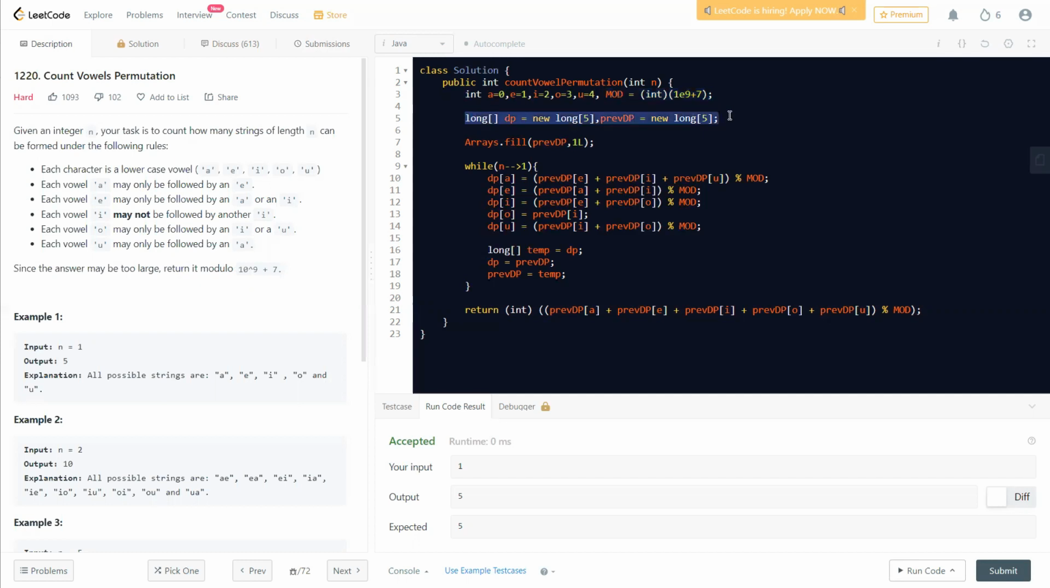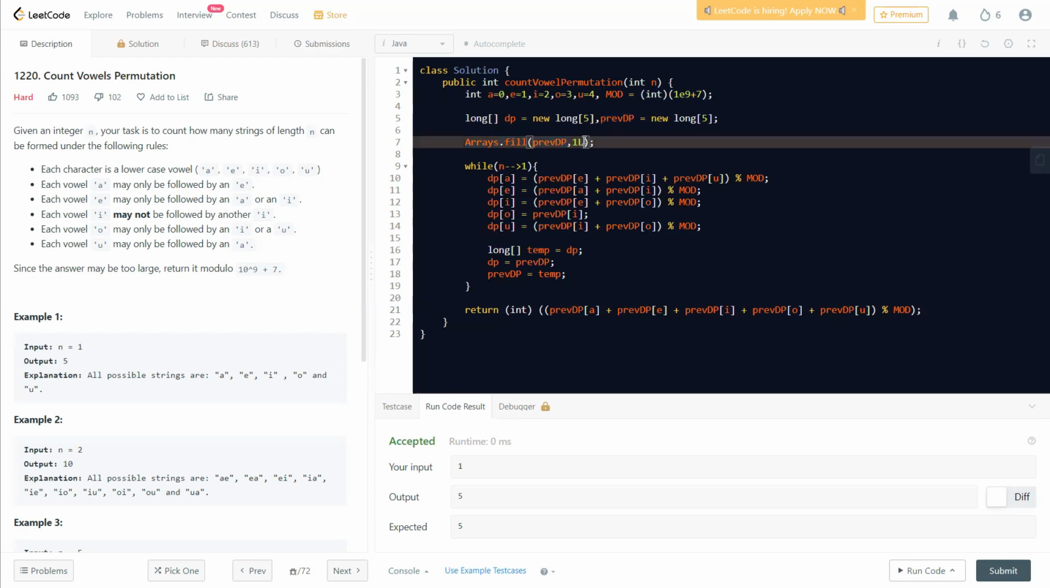Then we took our two arrays. Look carefully, there's a 1D array of long values, and it's of length 5. This is the current DP, and this is the previous DP that will store the previous values. Fine. Now, we did Arrays.fill with 1L.